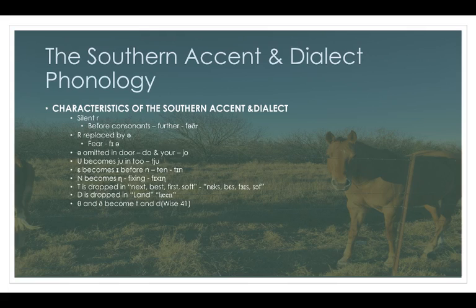The R is replaced by... let's see, Fia is replaced by the, so instead of fear, it would be fear. Fia. Sorry, trying to say it right. And the is omitted in door. So do or yaw. Yo. Wait. So I'm sorry if I'm not saying this 100% correctly, but I'm trying my best.